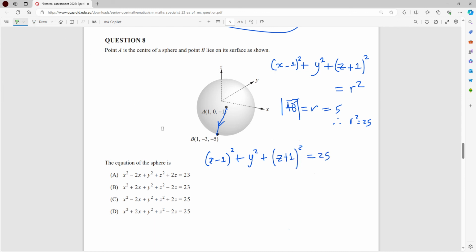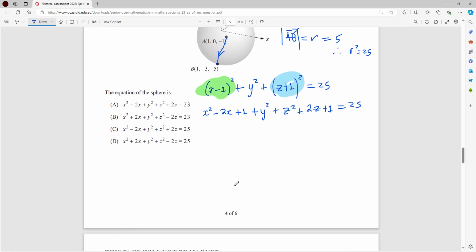So what we're going to do now is expand this, and also expand this pretty much. So this would be x squared minus 2x plus 1 plus y squared plus z squared plus 2z plus 1 equals 25. Okay. We can see straight away we can move this one and this one here, so I'll highlight them so they're a bit more obvious.